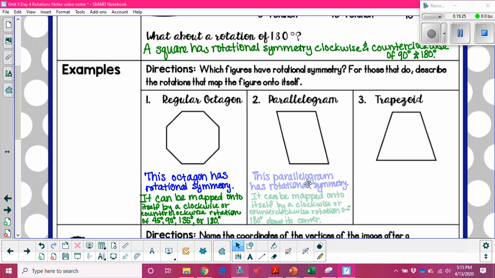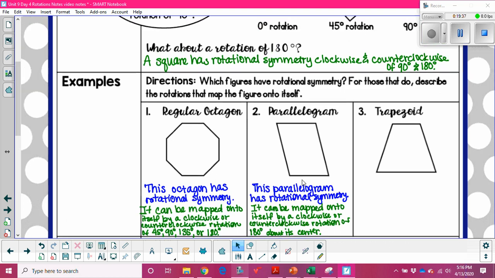Okay, the parallelogram does have rotational symmetry. It can be mapped onto itself by a clockwise or counterclockwise rotation of 180 degrees about its center. Basically all you can do is turn this upside down. You can't do 90 degrees with it because then it would be too long this way. If you turned it 45 degrees, it would just be going wonky this way. So the only way you can turn it to look like it did in the beginning is completely upside down, which is 180 degrees. The trapezoid does not have rotational symmetry because there's no way that you could turn it and it would look exactly like it does right now.